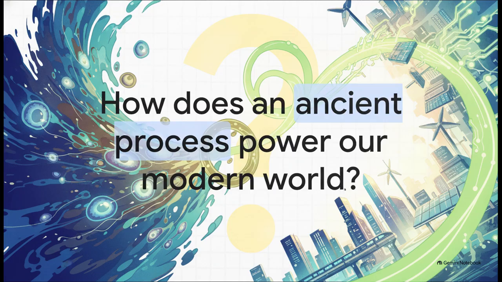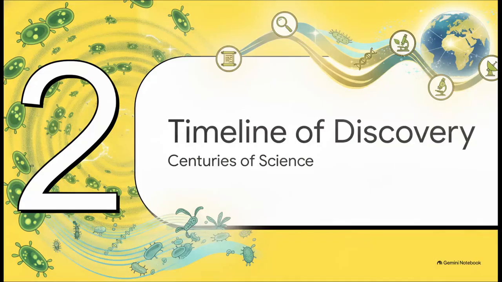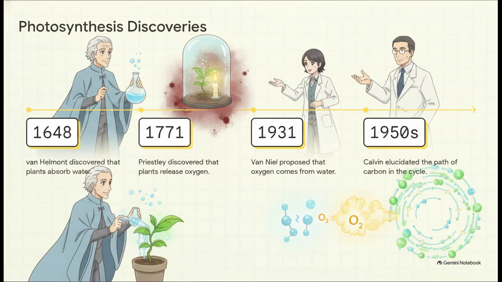But since humanity wasn't exactly around billions of years ago to watch this happen, how did we actually figure it all out? Let's look at part two, a timeline of discovery. It took centuries for scientists to really piece this massive puzzle together. Way back in 1648, a guy named Jan Baptista von Helmont finally figured out that plants grow by accumulating water, not just by eating dirt like some sort of really slow green vacuum cleaner.